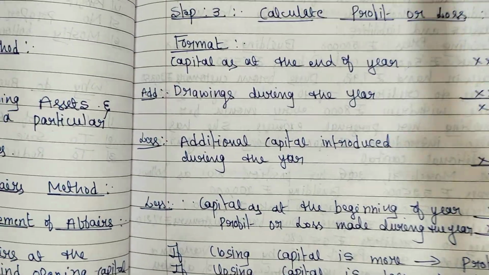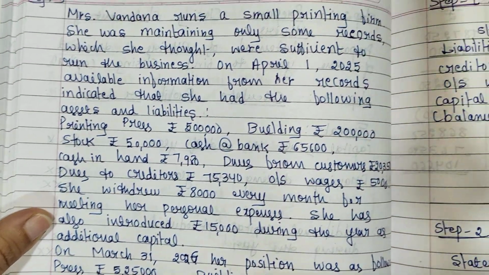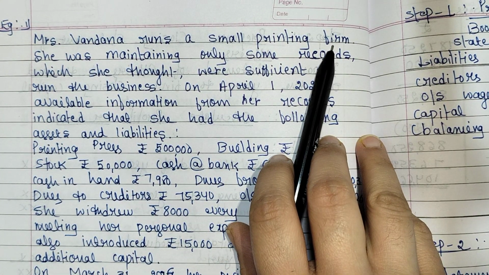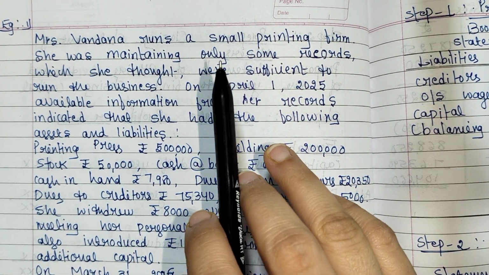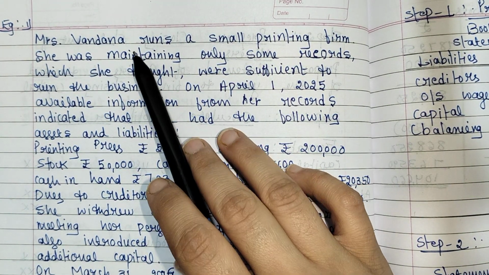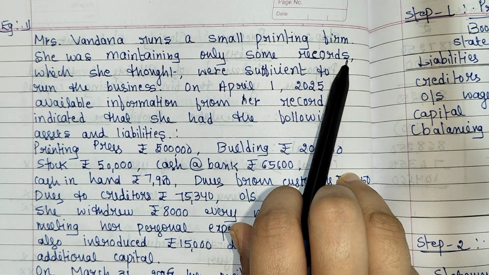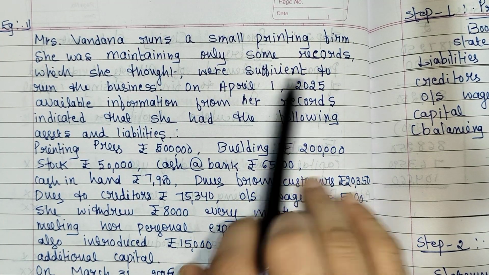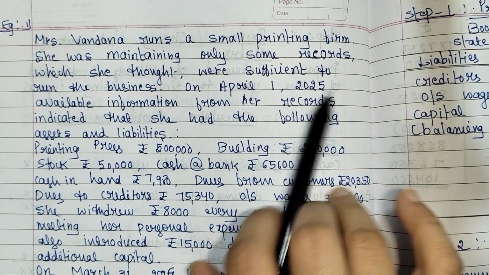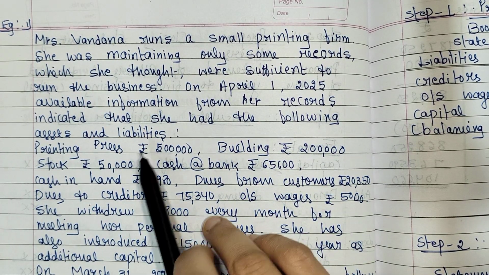Now let's see one example. See here. For example, Mrs. Vandana runs a small printing firm. So accounts from incomplete records are followed by small businesses. She was maintaining only some records which she thought were sufficient to run the business. Clear? On April 1st, 2025, available information from her records indicated that she had the following assets and liabilities.